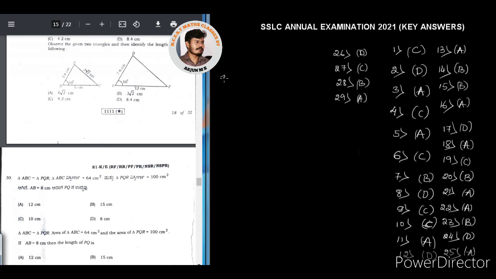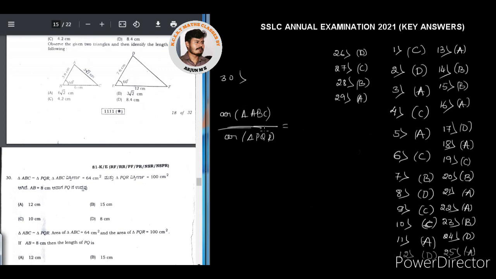So now next question, 30th question. Triangle ABC is similar to triangle PQR. Area of triangle ABC is 64 centimeter square. So area of triangle ABC divided by area of triangle PQR is equal to, we already know the statement for areas of similar triangles.